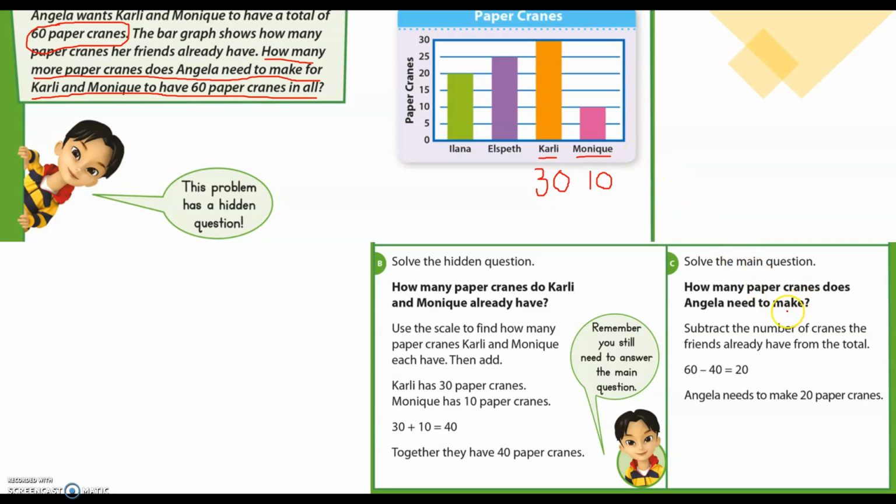So how many paper cranes does Angela need to make? I see the words how many more in my word problem. So that tells me I need to subtract. So we've got 40. We need 60. So our total is going to be 60. We need to find the difference. So 60 minus 40.